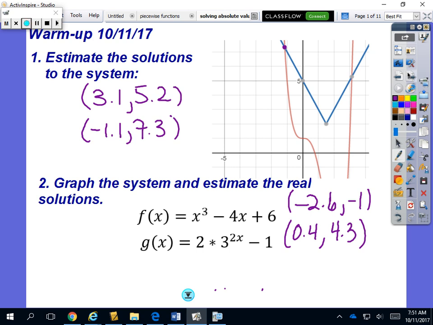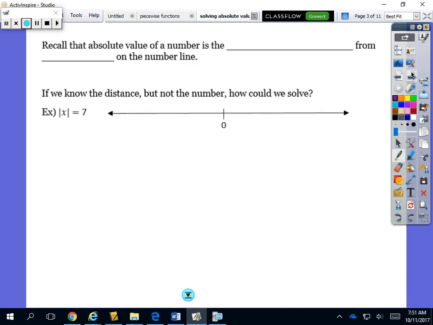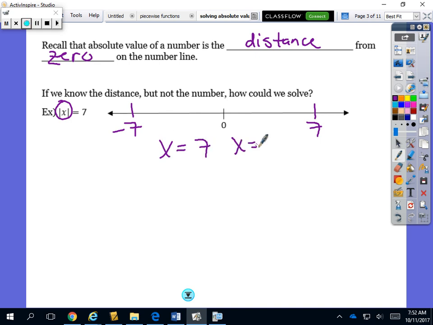Okay, so now to your notes. I'm going to skip that. Your notes. Recall that the absolute value of a number is the distance from 0 on the number line. So here we have a number line, and we're looking at a number. The absolute value of some number is equal to 7. Well, if the distance from 0 on the number line of this number has to equal 7, we know that this number has to be either -7 or 7, right? So in this case, x equals 7 or x equals -7.